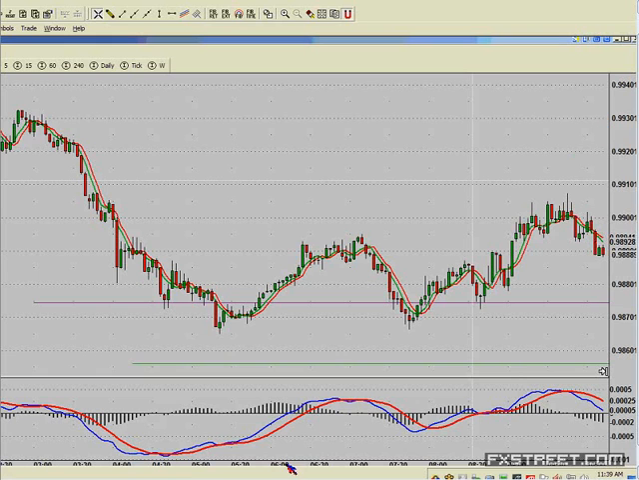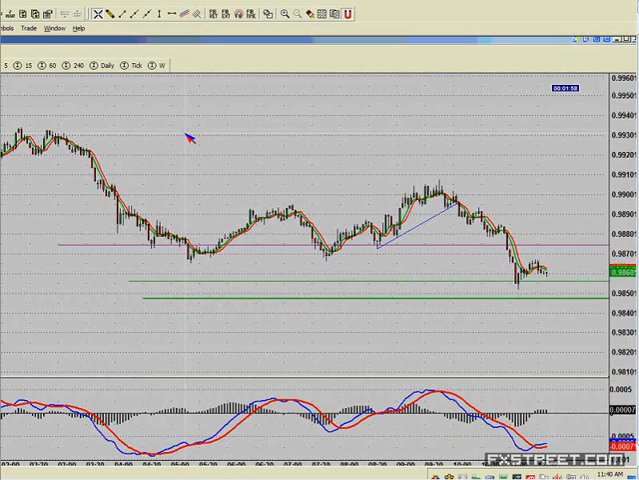And actually, he came all the way down here. So that's your Aussie dollar. It's definitely at interesting levels. Hey, let's take a look at the euro here.